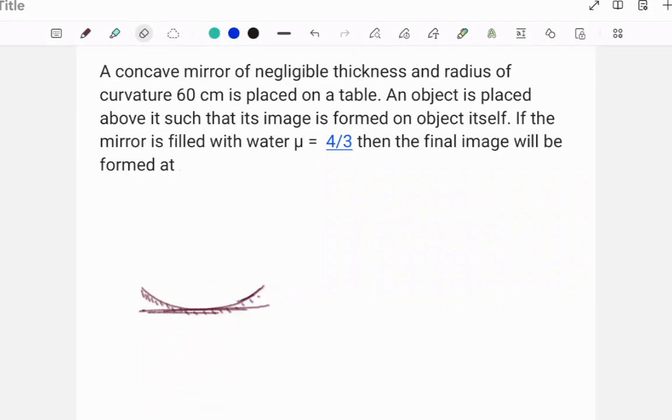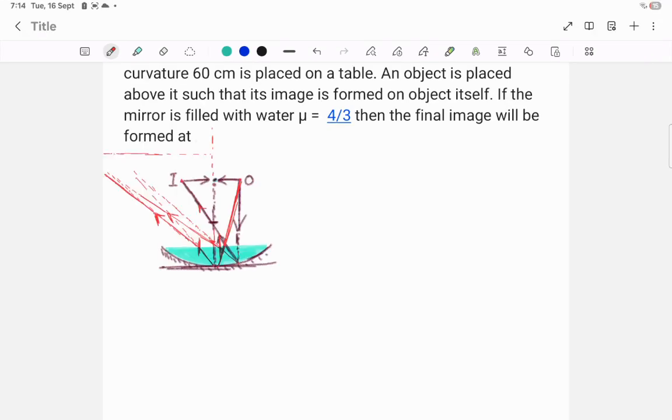Here the problem given is: a concave mirror of negligible thickness and radius of curvature 60 centimeters is placed on a table. An object is placed above it such that its image is formed on the object itself. If the mirror is filled with water, mu equal to 4 by 3, then the final image will be formed at where? Okay. See here what is commonly happening.